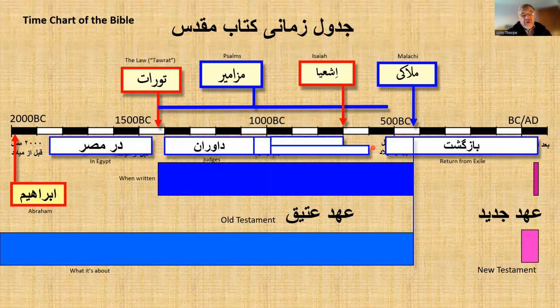But Khorash, the Persian king, allows the Jews to return back to Canaan, and they carry on living there until the time of Jesus.